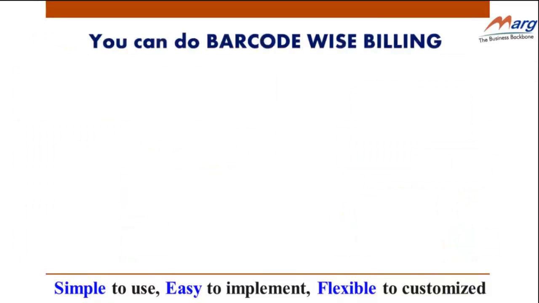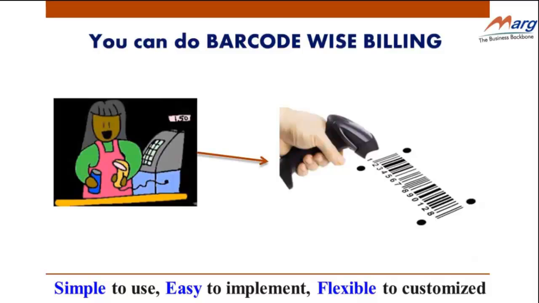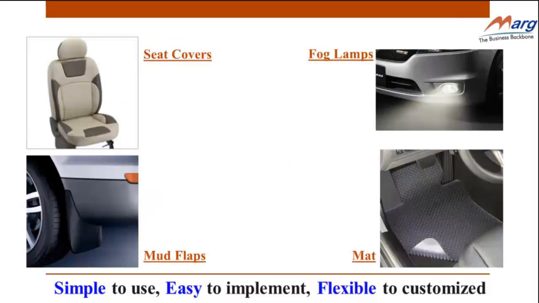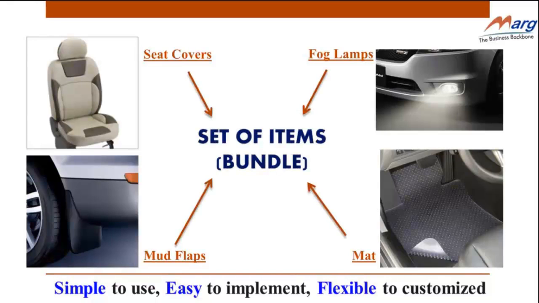Apart from this, you can do barcode wise billing. Along with this, one unique and beneficial option in Marg Software is set of items bundle. As you know, whenever any customer purchases a new four-wheeler, to maintain it, he purchases some necessary items like seat cover, fog lamps, mud flaps, mats, etc. These are some mandatory products which every customer purchases after purchasing a new four-wheeler.